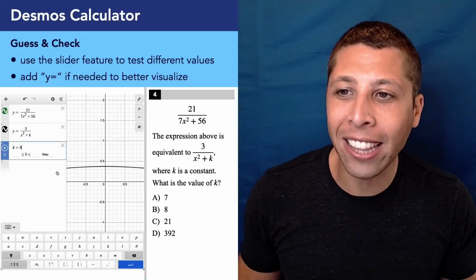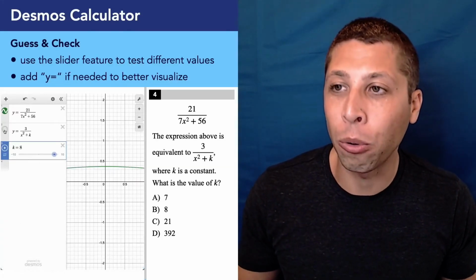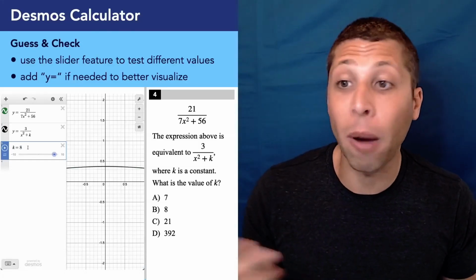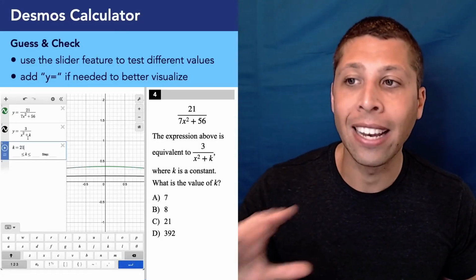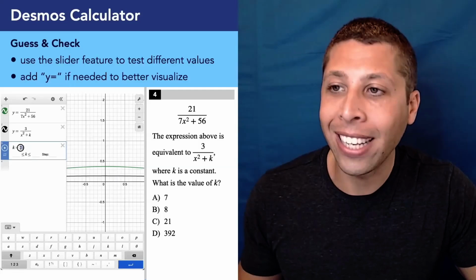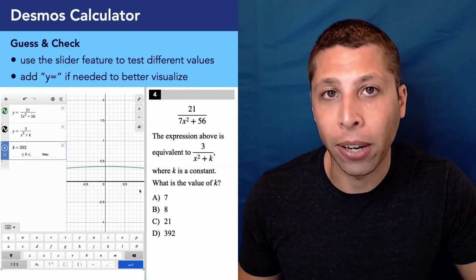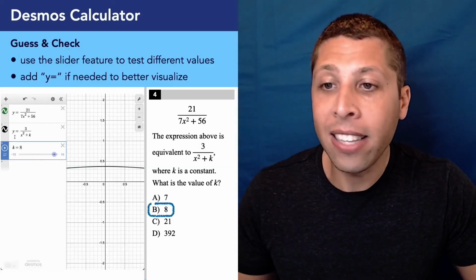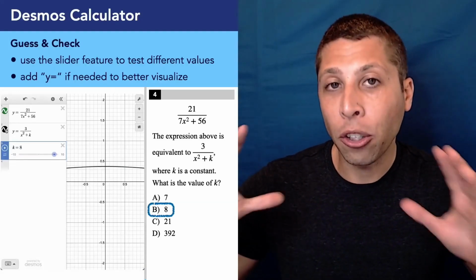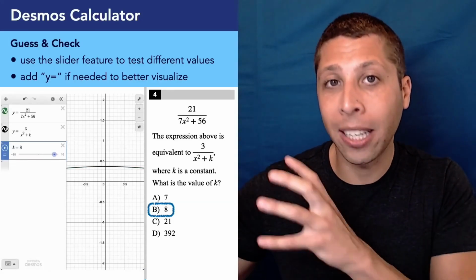If we change it to 8, though, we can see now the two green and black lines overlap, and we can turn them on and off and see that it's literally the same thing. If we try the other choices, again, 21, they're different. 392, it's going to be different. And so we know now that 8 is the answer because we were told to find an equivalent expression.